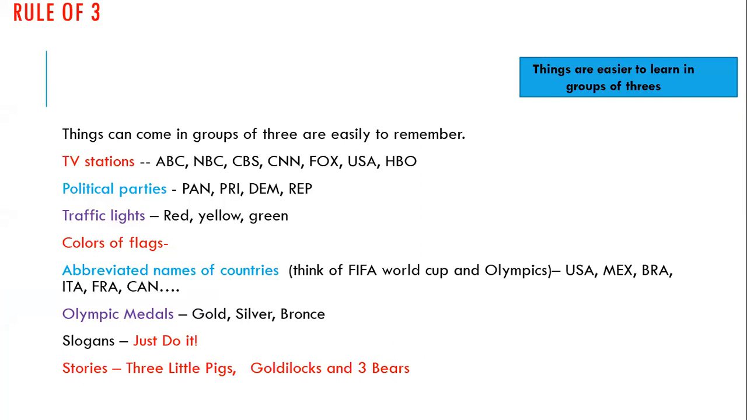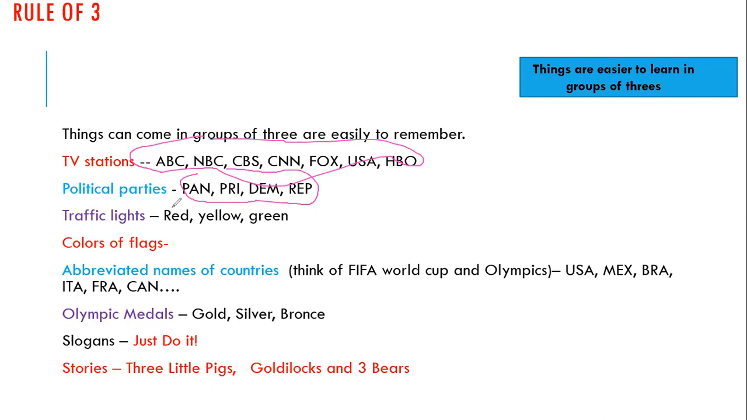Quick reminder, there is something we call the rule of three. This means that things that come in groups of 3 are easy to remember. For example, you have TV stations: ABC, NBC, CBS, CNN, Fox, USA, HBO. Political parties also use three letters as an abbreviation: PAN, PRI, DEM, Republicans.